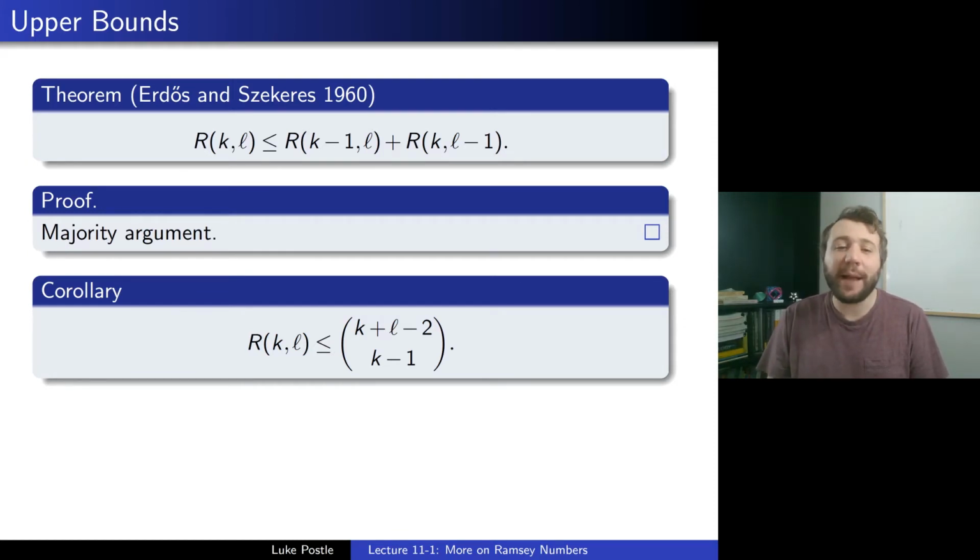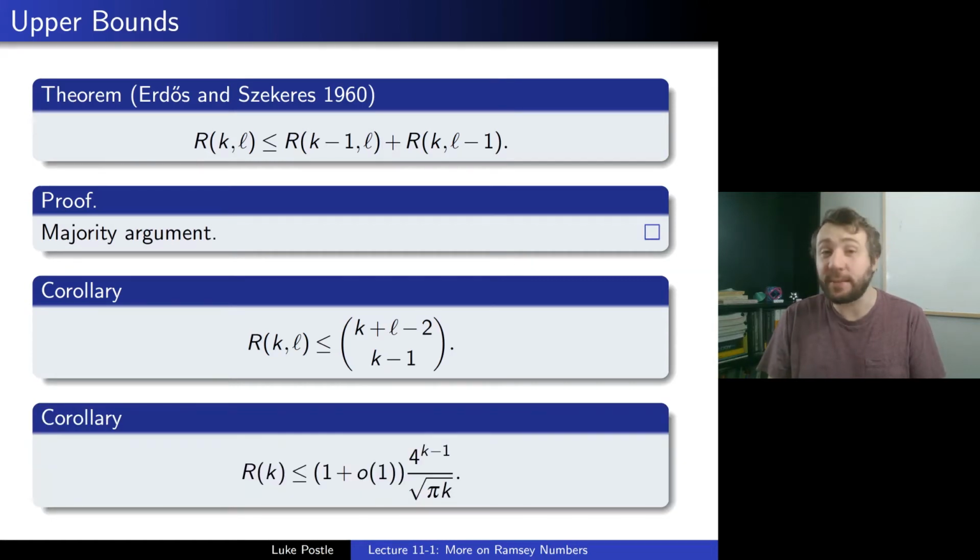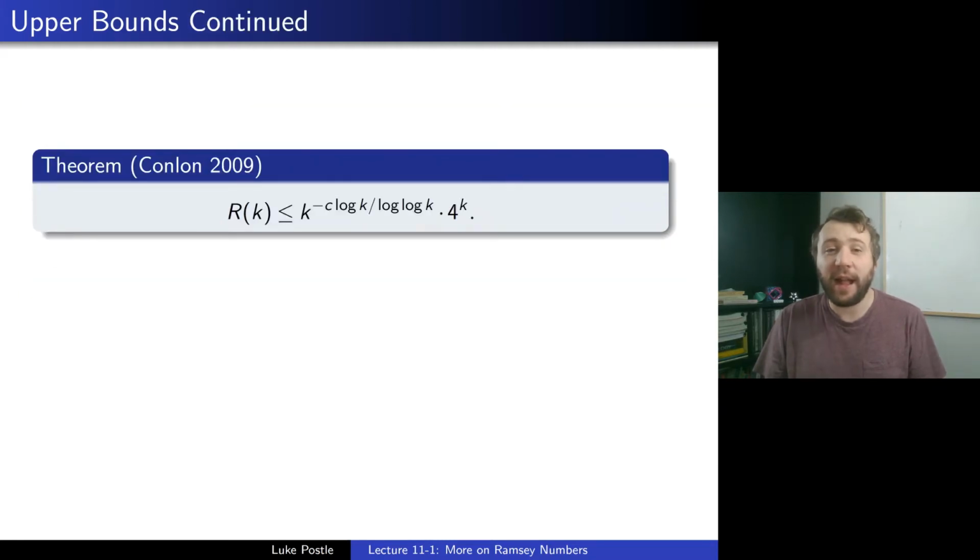That's a nice upper bound, and if you know the asymptotic formulas for the binomial coefficients, if you plug in l equal to k, you can derive that this is at most on the order of 4^(k-1) over square root of pi k. You might know the binomial coefficient n choose n/2 is approximately 2^n over square root of pi n/2. If you do that here, you'll get roughly those numbers. Okay, so that's the Ramsey upper bound. Actually, there have been improvements.